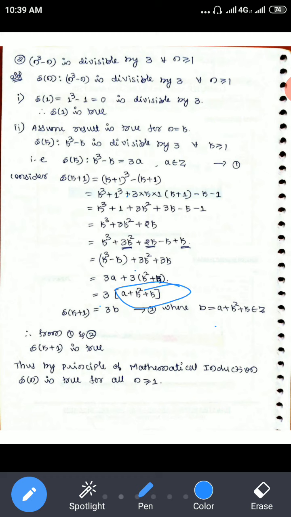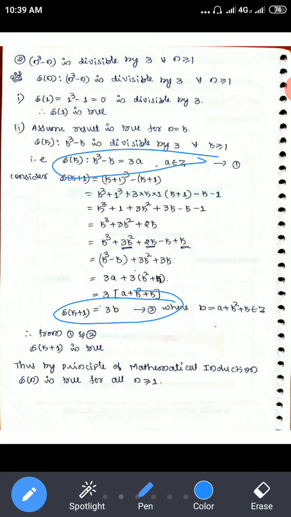So therefore s of k plus 1 is equal to 3b you are getting. Therefore it is divisible by 3. From this equation and from this equation, once we have assumed s of k and we have proved s of k plus 1 is also divisible by 3 and it is a multiple of 3, therefore from these two equations I can conclude that s of k plus 1 is true.